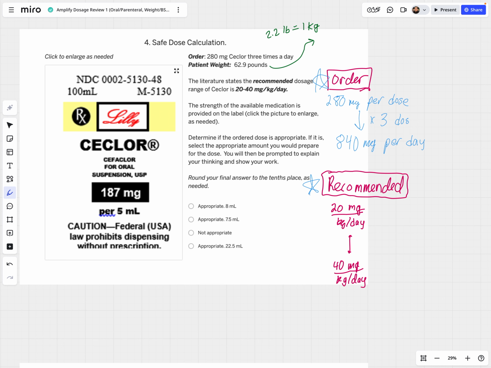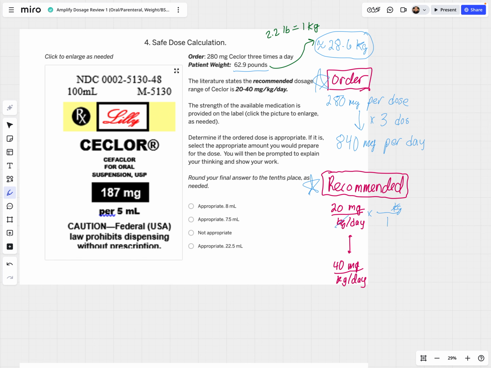Immediately I see I'm going to need to calculate their weight in kilograms. Up top here, I see 62.9 pounds. When I divide that by 2.2, I get 28.590909, and we round this to the tenth place. So this would be 28.6 kilograms, this individual's weight. I have to use their weight in kilograms to customize this range for them.